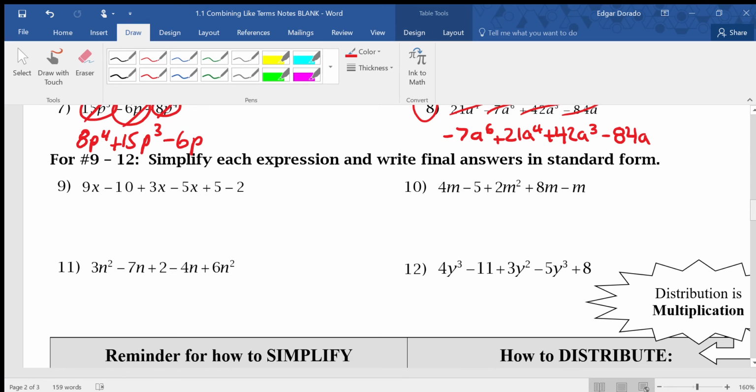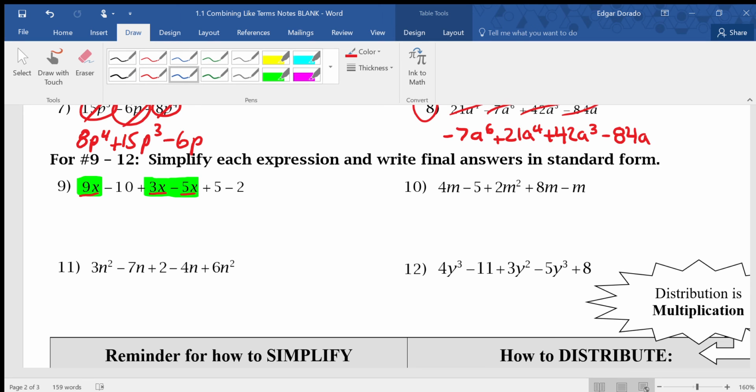with that. All right. So for number 9 through 12, we want to simplify each expression and write the final answer in standard form. So my recommendation to you guys here is to look for your highest exponent, okay, and then combine all the terms that have that exponent. So I'm going to use the highlighter just because I think it's much easier for you guys to see. But again, you guys can underline them if you feel that that is a good way of helping you guys sort these out.